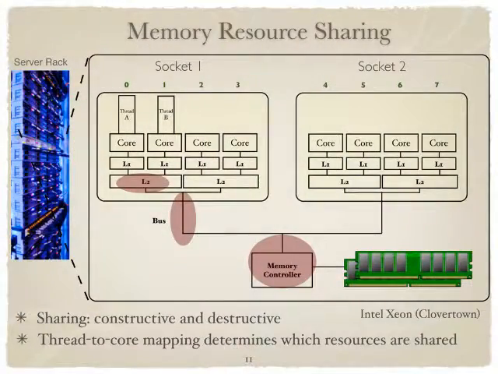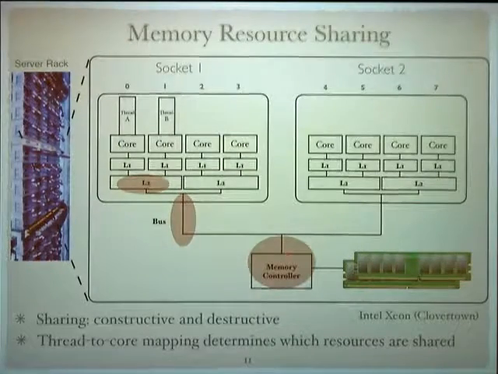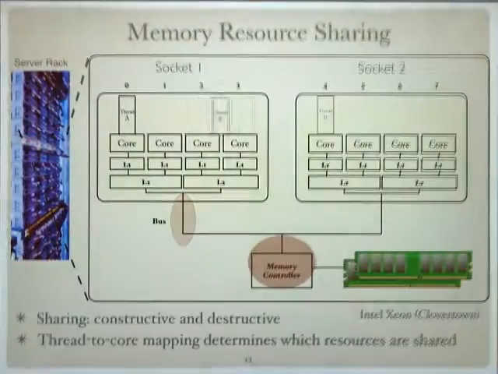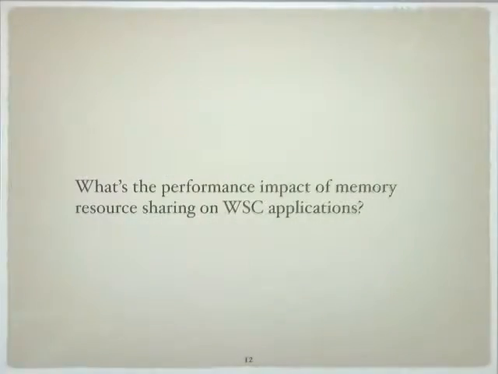Another interesting thing is the thread-to-core mapping determines which resources are shared among multiple threads. In this simple example, those two threads are sharing those three resources. So if I move the thread to another core, I'm only sharing the memory bus and memory controller. If I move the thread to another socket, we're only sharing the memory controller here. So it's a really interesting feature of this kind of architecture.